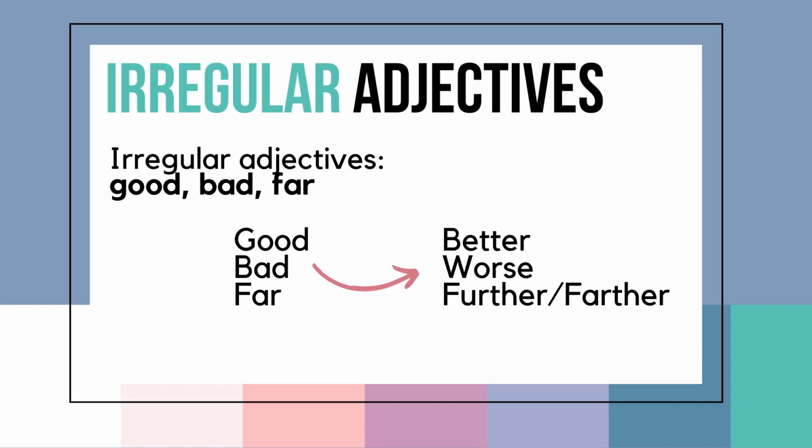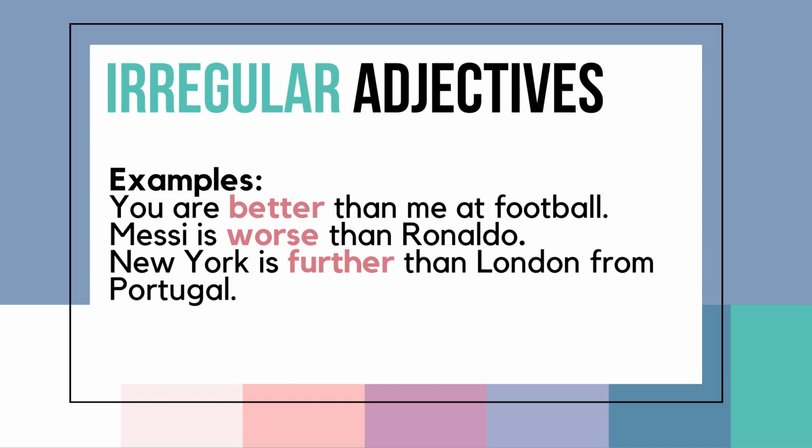And then we have some irregular adjectives which don't follow these rules. So good, bad, and far are examples of irregular adjectives. The comparative of good is better, the comparative of bad is worse, and the comparative of far is further or farther. You are better than me at football.